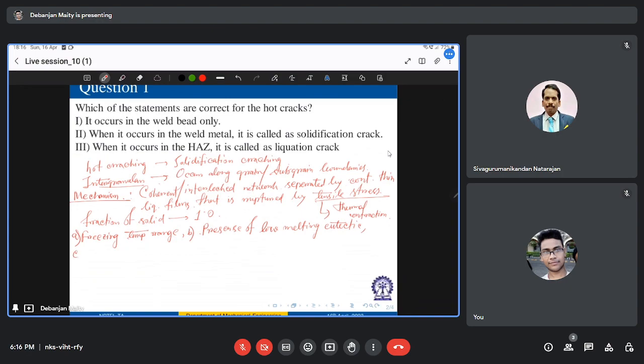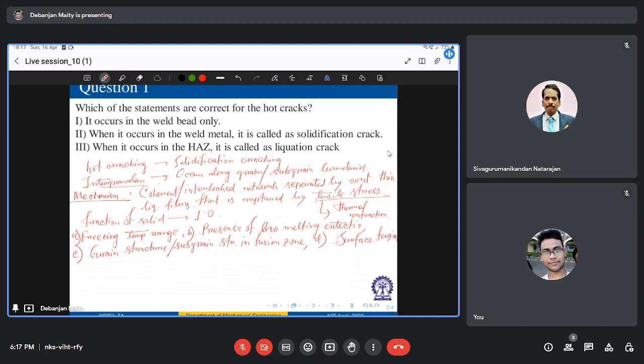or the grain structure or subgrain structure in the fusion zone. What else? There can be some kind of surface tension acting on the liquid metal also. So these are some factors which affect the cracking susceptibility.